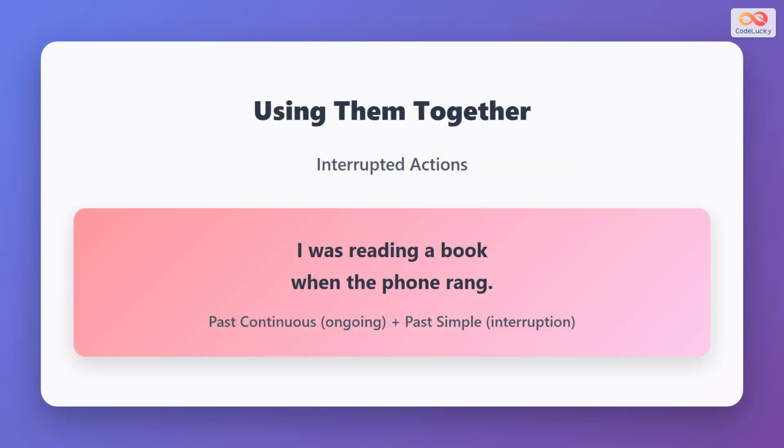Here's where it gets interesting. We often use these two tenses together to show interrupted actions. For example, I was reading a book when the phone rang. The reading was in progress, that's past continuous. Then the phone rang, that's past simple. The ringing interrupted the reading. We use past continuous for the longer background action and past simple for the shorter interrupting action.